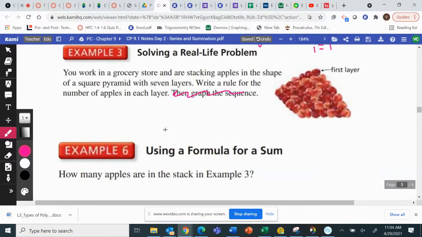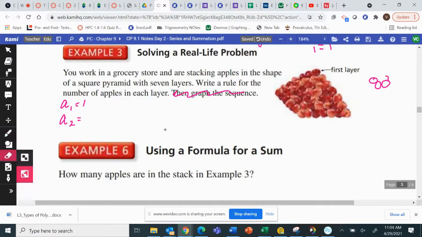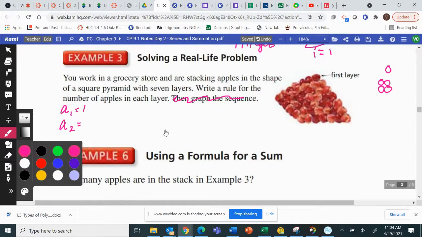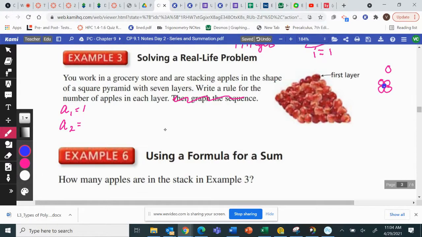So in the first layer, how many apples? A sub 1. Top layer, 1. A sub 2 would be the second layer. It's kind of hard to see. But if we've got 1 apple on top, we're going to have 4 apples underneath it, so it sits right in the center of those 4 apples. Maybe I should draw it looking down on it. So we've got our 1 on top. The second layer would be dot, dot, dot, dot, so that my top layer would fit right in there.